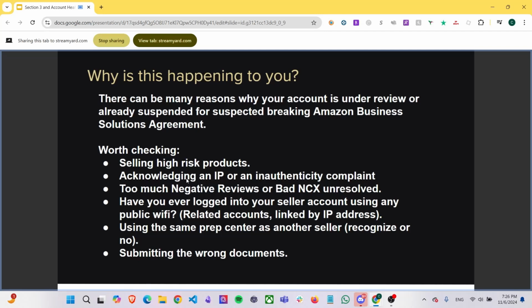And the second one here is, I don't think many people know this, but whenever you get an IP or inauthenticity complaint, you should never acknowledge it. Acknowledging the IP or inauthenticity complaint is the same as admitting wrongdoing. You're selling fake products. You are violating Amazon's rules, which you agreed not to when you signed up for a seller account. And that could lead you to Section 3 account reviews.